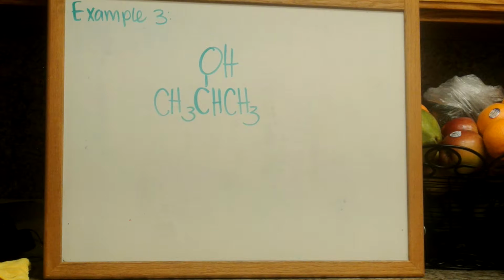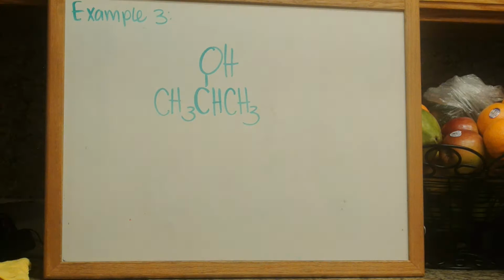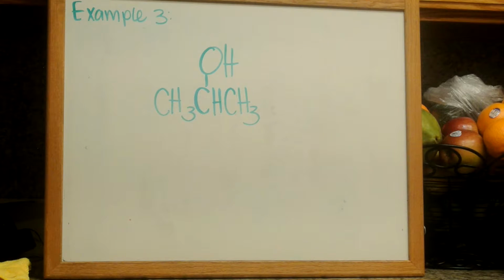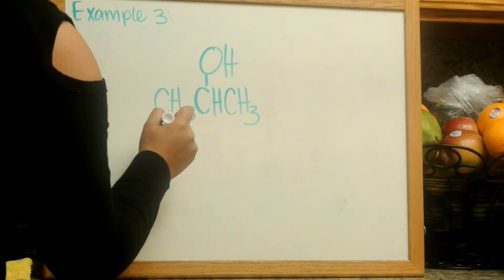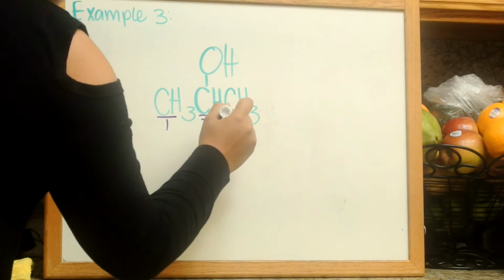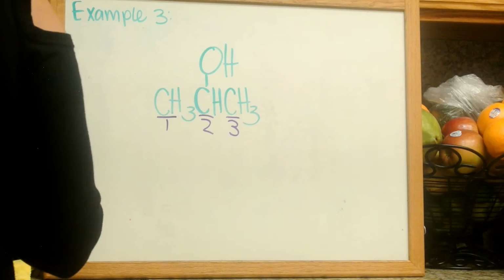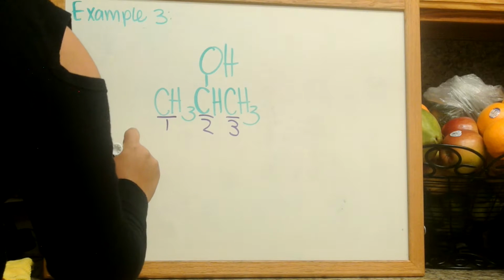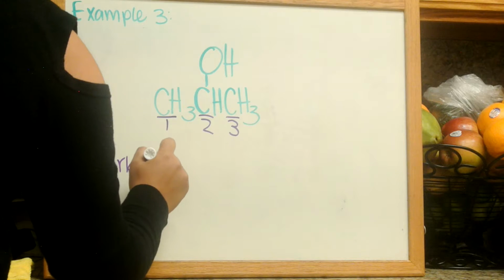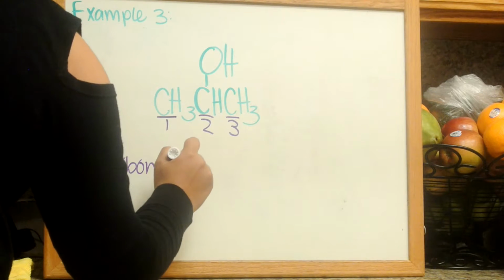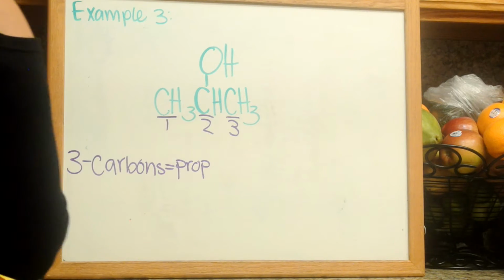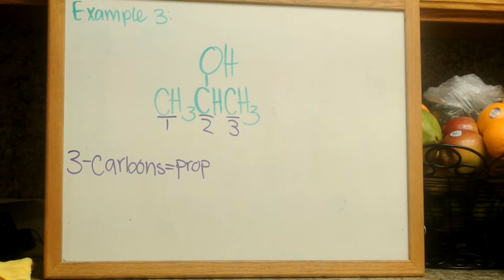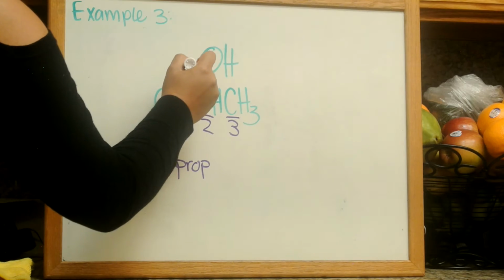Example 3. I have CH3, CH, CH3, and OH. What do we start off by doing? Again, I classify all my carbons and I label them 1, 2, and 3. I make a note. I have 3 carbons. Based on our table that I showed you earlier, 3 carbons equals prop, or in other cases, propene.